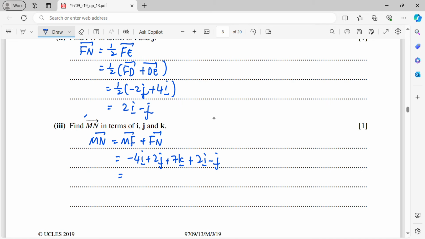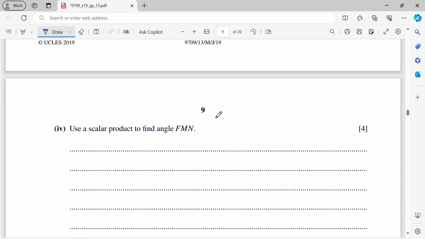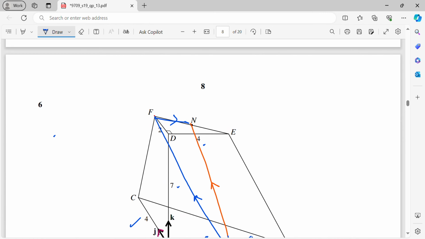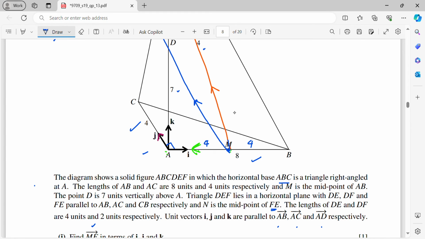Then now here, minus 4i plus 2i is minus 2i. The 2j, look at here, positive 2j minus 1j, that is plus 1j. Then plus 7k. That's all for the MN vector. Now part 4. Find a scalar product, so use a scalar product to find angle FMN. So look at the diagram. FMN means that it's here. This is the angle.